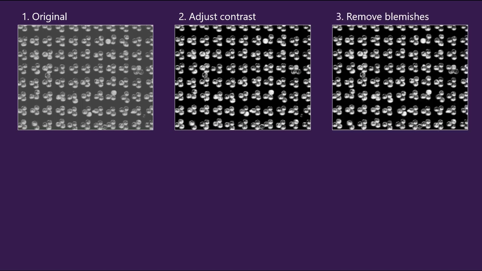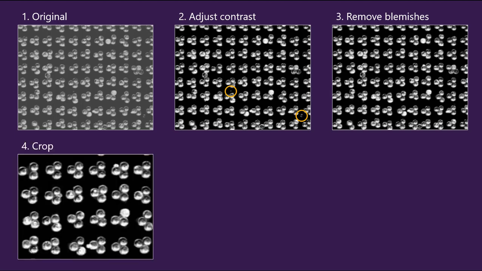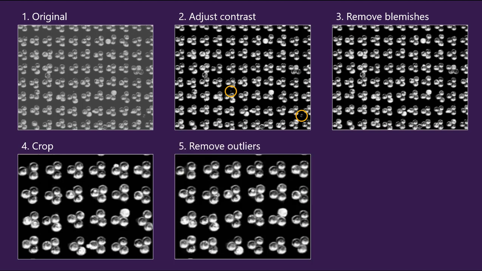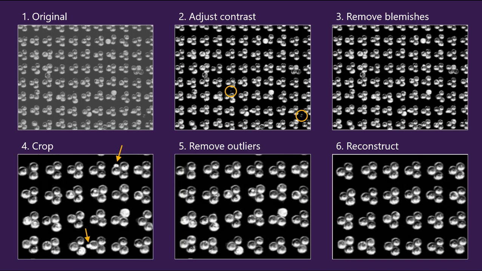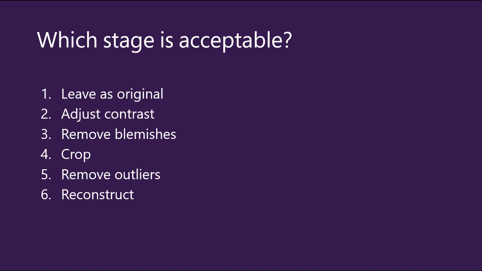Do we think it would be okay to adjust the contrast to make the image clearer? Would it be okay to remove blemishes, like these here? Would it be okay to crop it to show an area that best represented the findings? Can we remove outliers, like these little bits here? And can we reconstruct it? So we pick some of the good examples and paste them over those that don't represent it as well. So which of these do we think is acceptable?